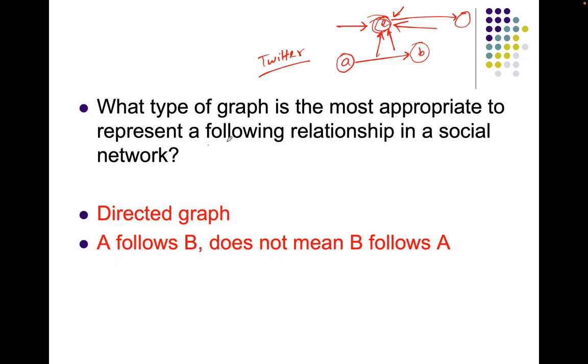So if we want to represent a following relationship in a social network, we need a direction, who follows whom. The most appropriate type of graph we might want to use is a directed graph. A follows B doesn't mean that B follows A. So the most appropriate graph is going to be a directed graph.